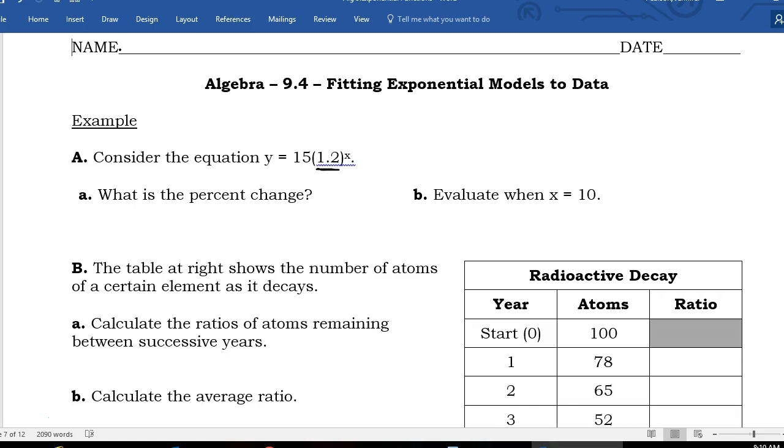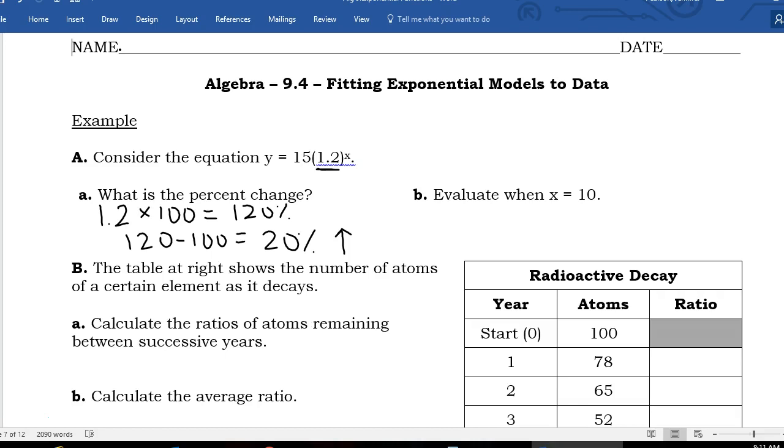If I see a ratio of 1.2, I am going to multiply it by 100 to turn it into a percentage. You can also think about just moving that decimal 2 places, but that brings me to 120%. Then we're going to subtract off the original 100%. That brings me to a 20% change. So this equation models a 20% increase. If your answer ended up being negative, that would tell you that it's a decrease.